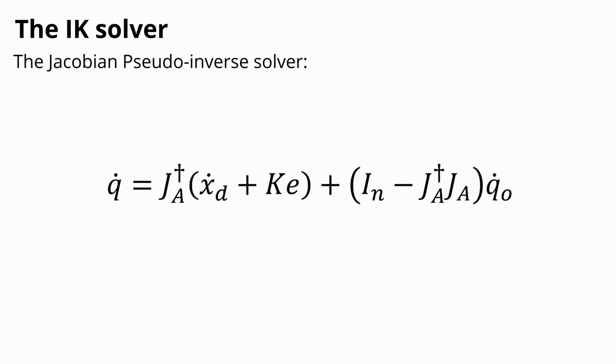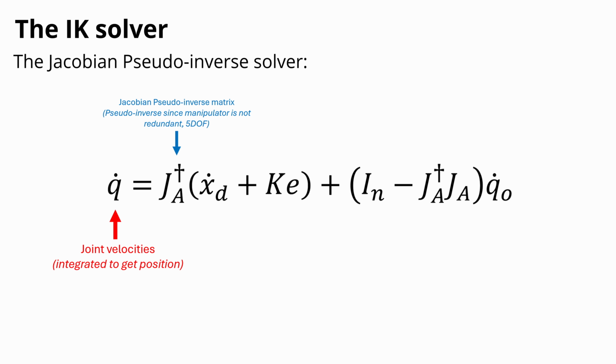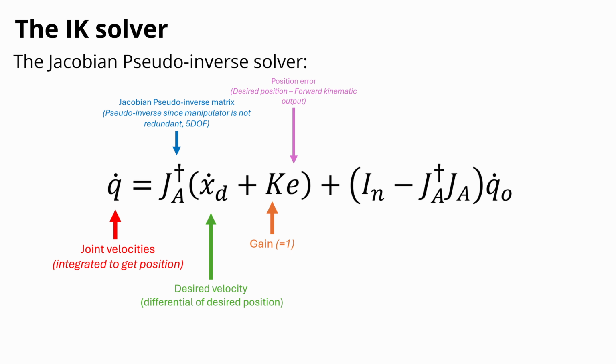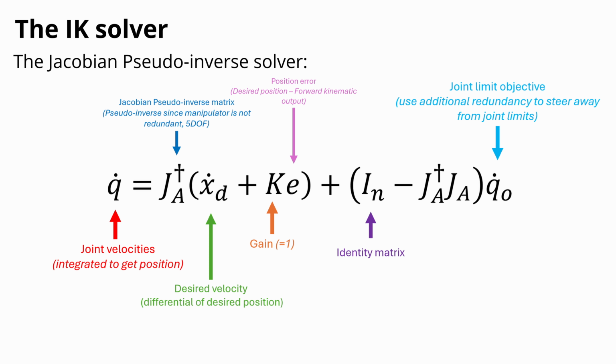Breaking down the equation, the output is the joint velocities, J dagger is the pseudo-inverse of the Jacobian matrix, x-dot desired is the desired velocity, K is just a basic gain, position error is calculated using the forward kinematics, there is the identity matrix and the joint limit objective q-dot-0.